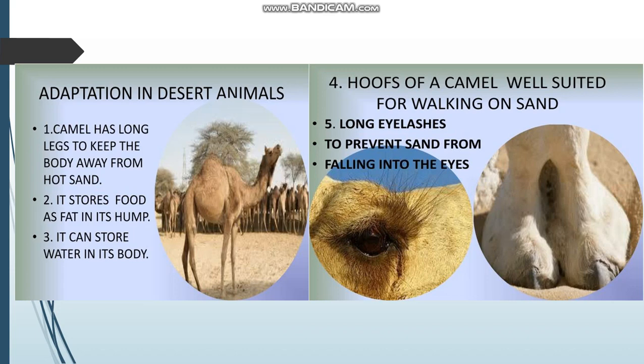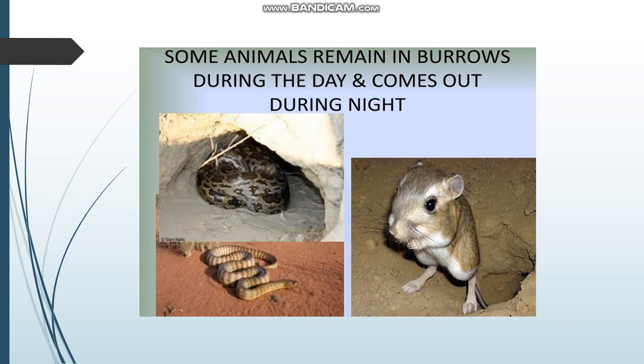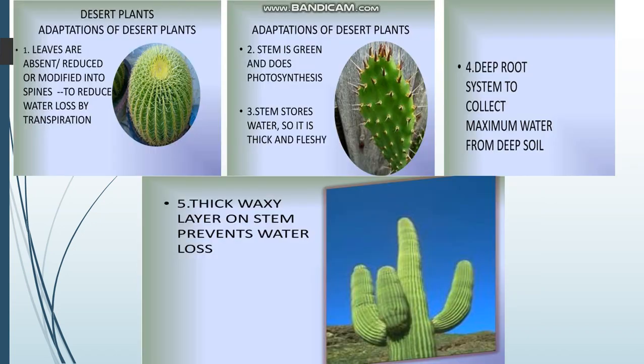lizards, etc. If you see the adaptation in desert animals, the camel has long legs to keep the body away from the hot sun, stores food as fat in its hump, stores water in its body, and has less secretion of urine. You can see the hoofs of a camel are well suited to walking on sand. Eyelashes prevent sand from falling into the eyes. Some animals remain in burrows during the day and come out during the night: snakes, rats, etc.